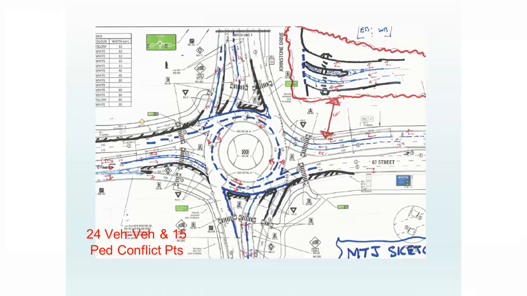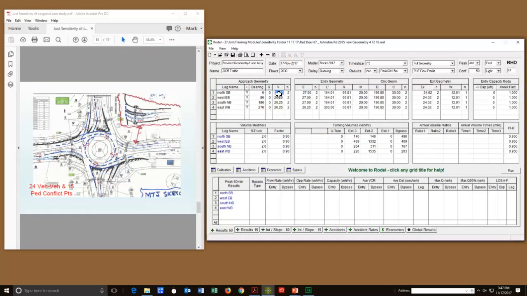So I'm going to go ahead and pull up another Rodel file where I have the same traffic, but I've modified the geometry, which is illustrated in the exhibit on the left. Now we've modified the geometry to basically two circulating lanes all the way around, and so we're able to reduce the conflict points from 32, I think it was, to 24.